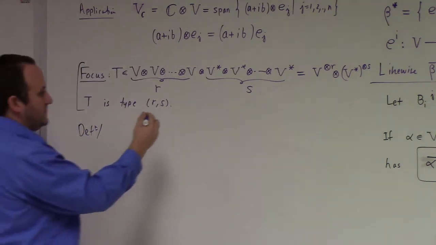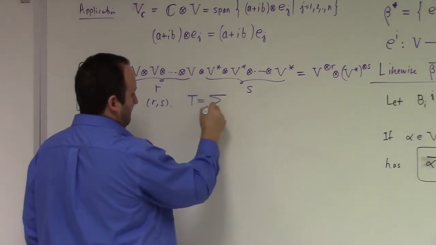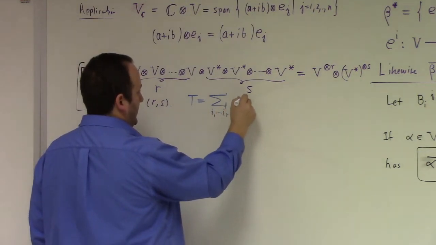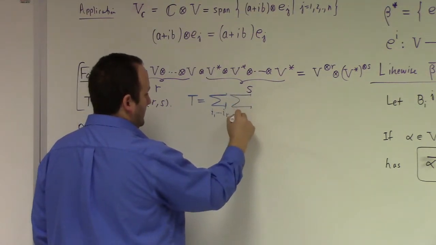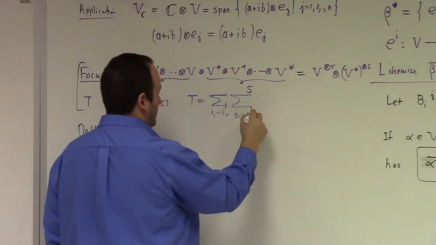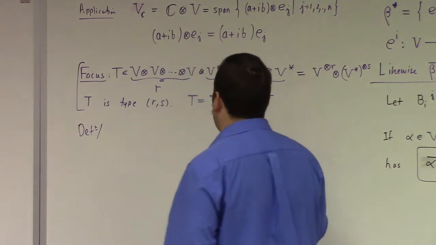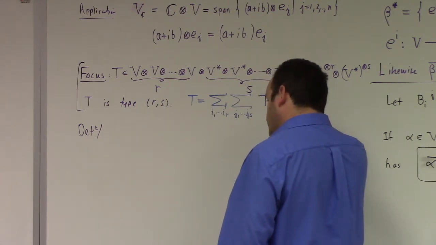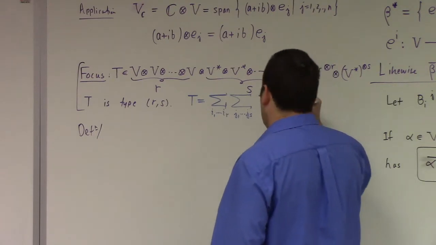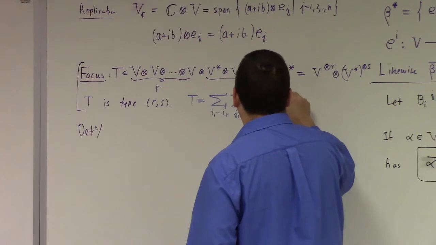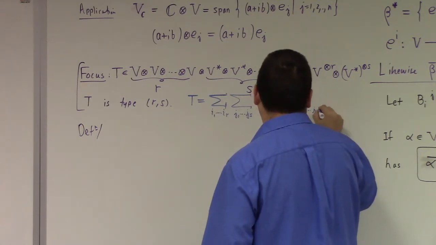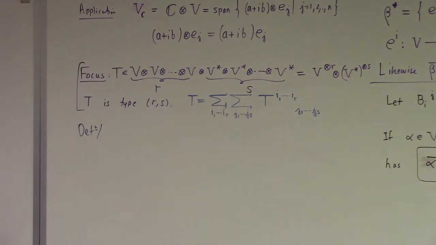Now this I can also write as something like T is equal to a sum. And here's where it gets interesting. So we have the sum over i_1 through i_r, and then the sum over j_1 through j_s. I could have put it on the same sum. And then T, we respect the index convention, T with indices i_1 through i_r, j_1 through j_s. Those would be the so-called components of the tensor.